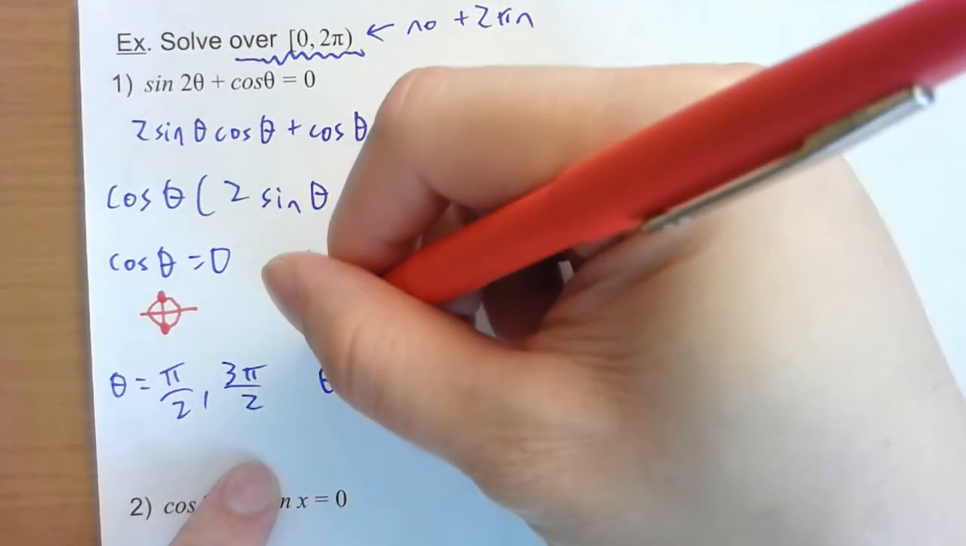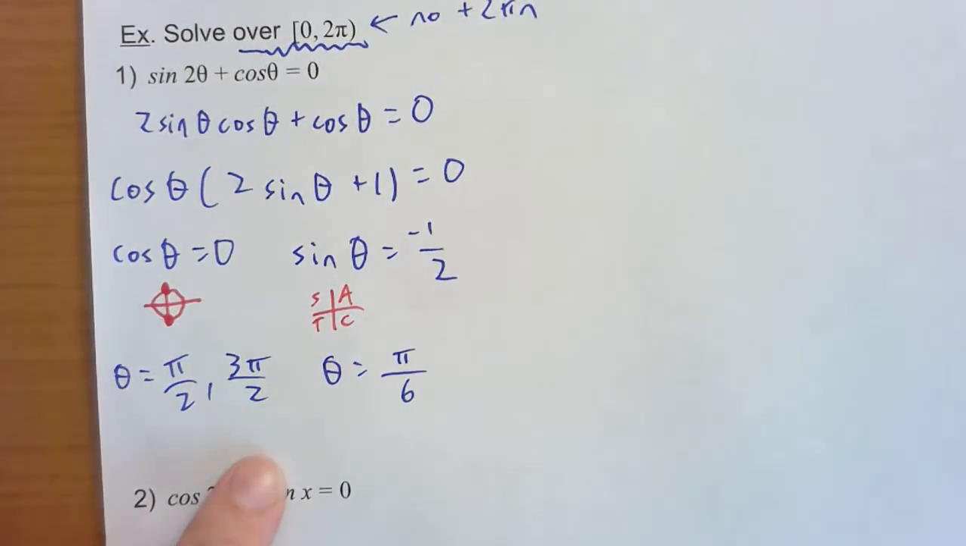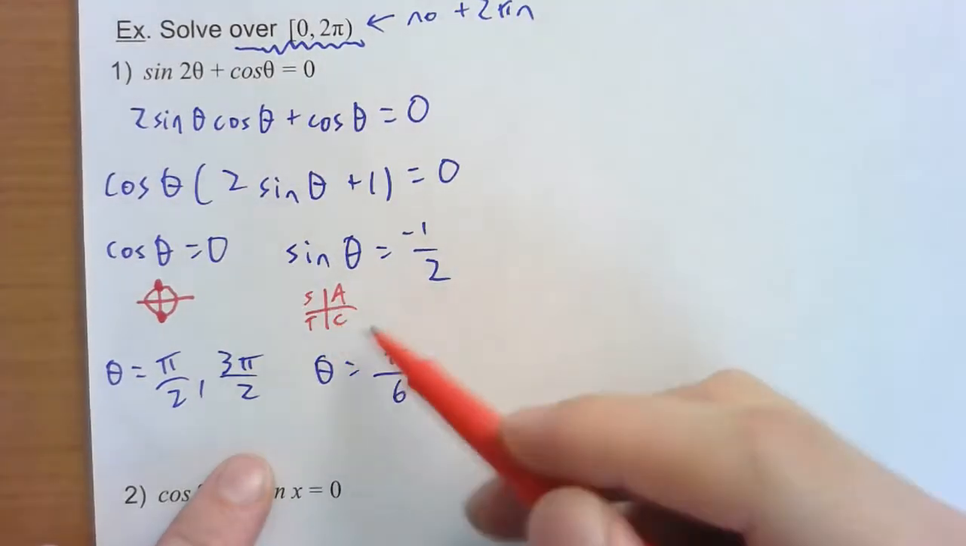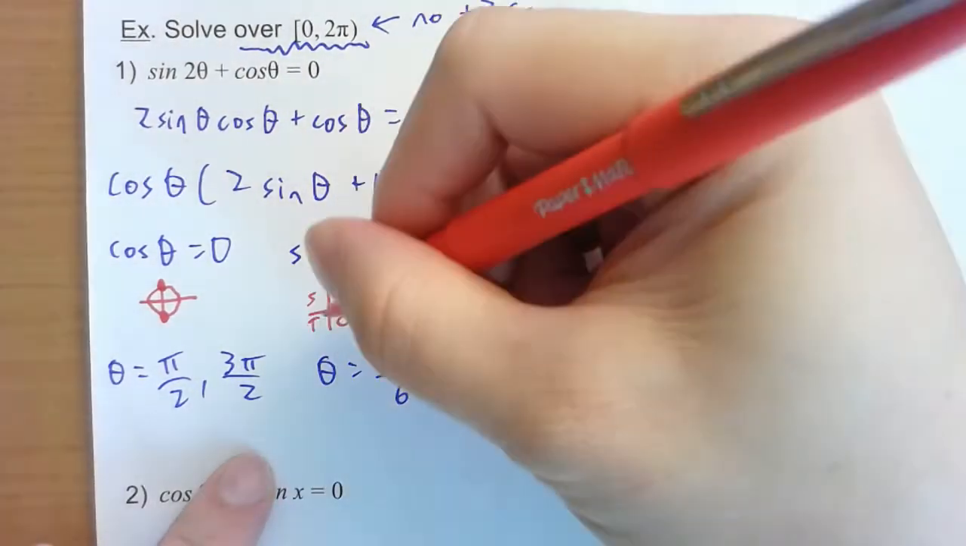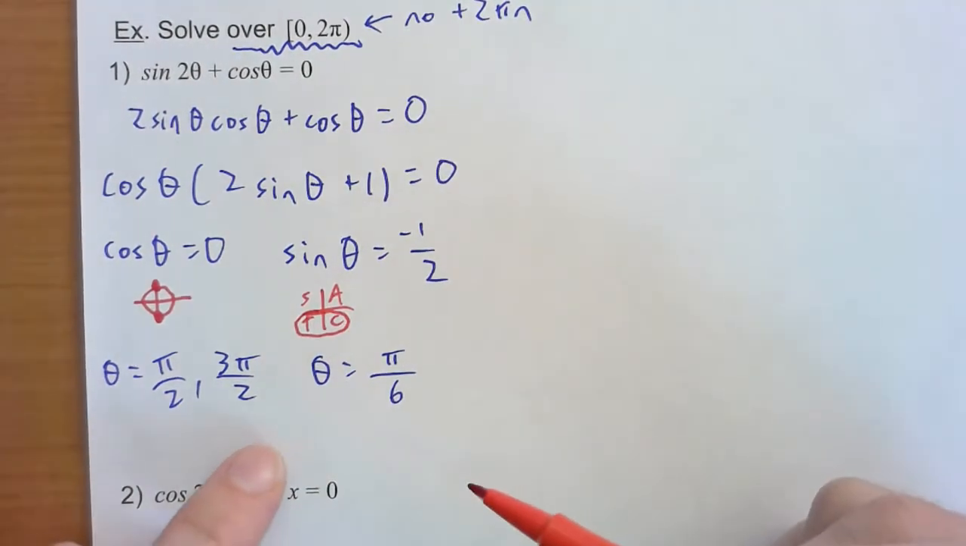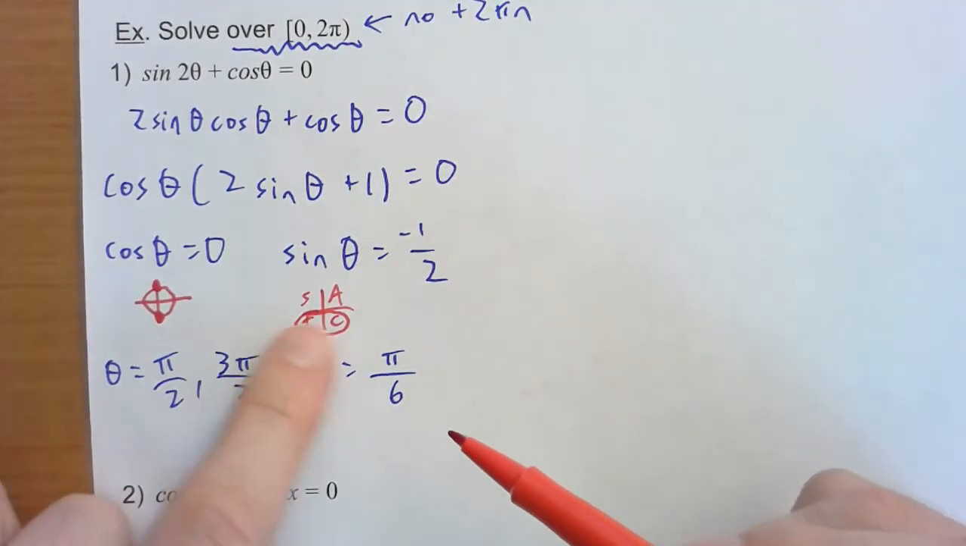ASTC, again, which I'm sure we're probably over 100 times already now in this class. We'll see if we can get to 1,000 by the time we're done. Using this a whole lot. So sine being negative, that's going to be the third and fourth quadrants. So we need to think about having a pi/6 reference angle in those quadrants.